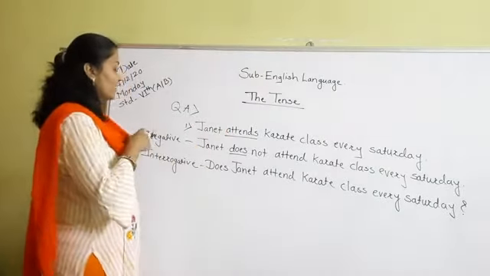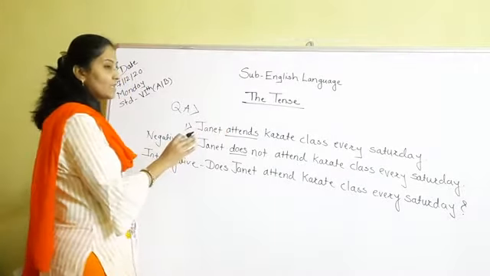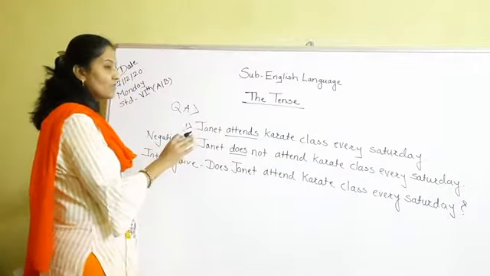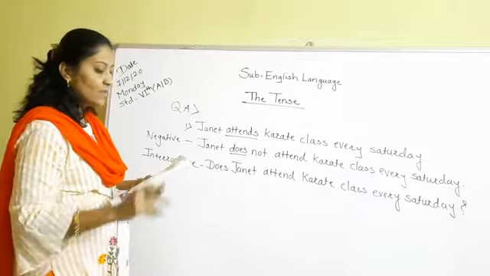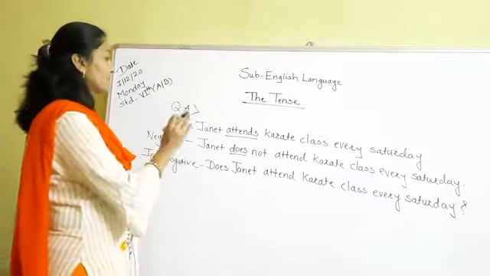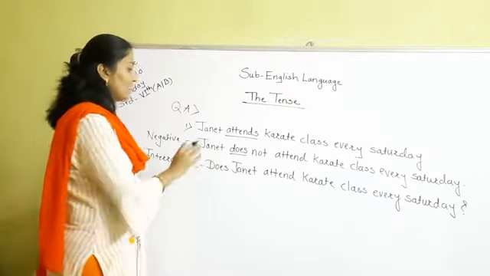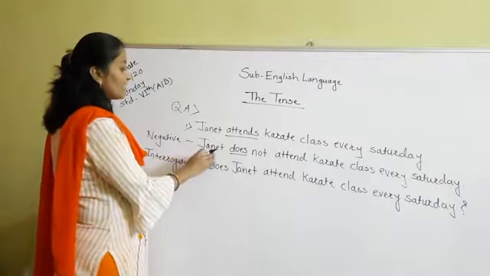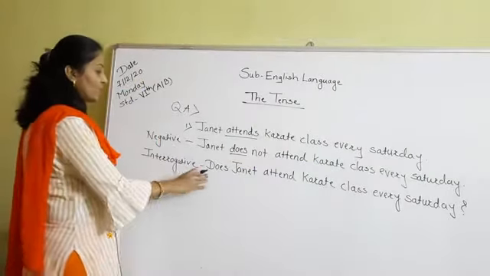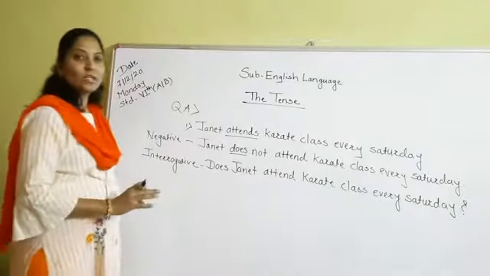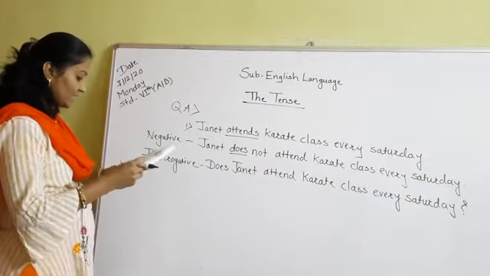So have you understood? As previously we have seen in the sentence The horse gallops fast, the negative sentence was The horse does not gallop fast. The sentence is the same like this. Janet attends karate class every Saturday. The negative sentence is Janet does not attend karate class every Saturday, and the interrogative sentence is Does Janet attend karate class every Saturday? So have you understood? Now see the second sentence.